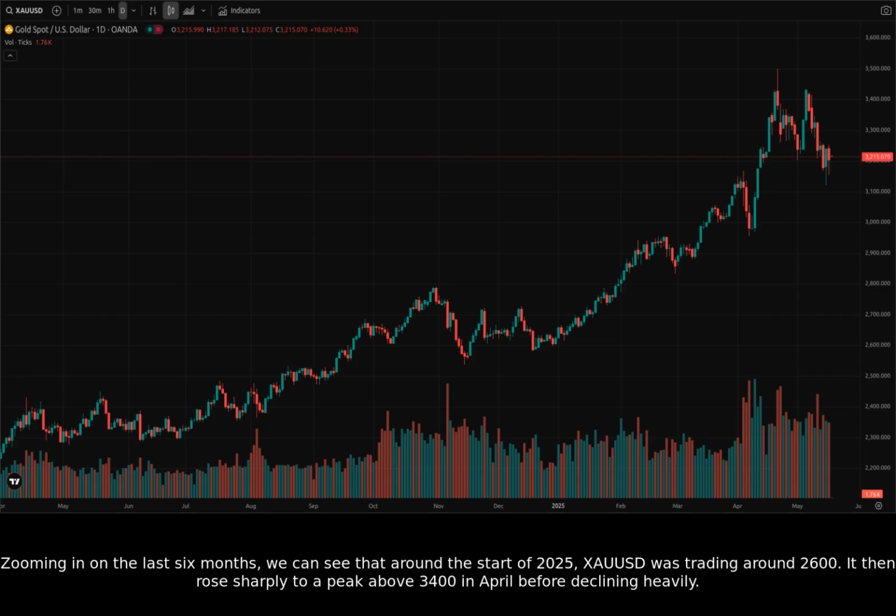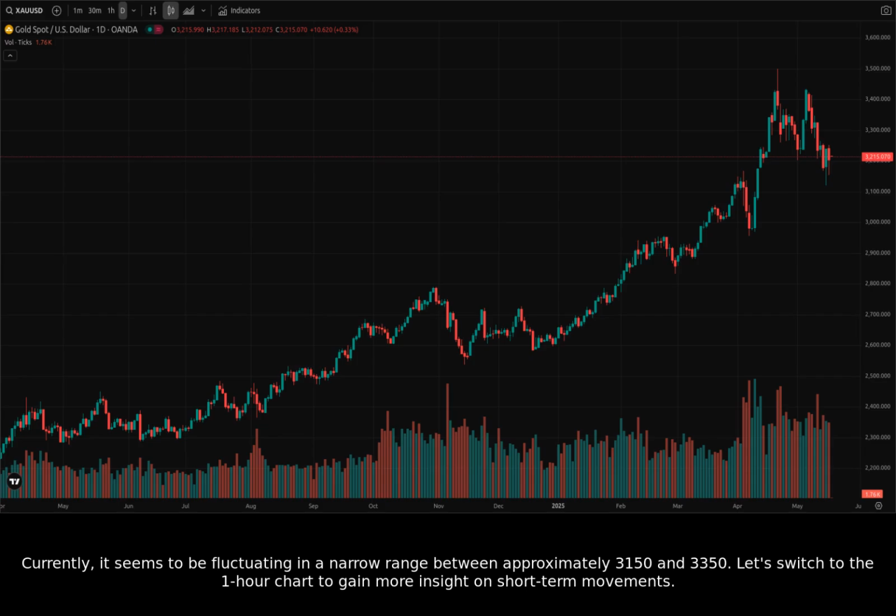recently. Zooming in on the last 6 months, we can see that around the start of 2025, XAUUSD was trading around 2,600. It then rose sharply to a peak above 3,400 in April before declining heavily. Currently, it seems to be fluctuating in a narrow range between approximately 3,150 and 3,350. Let's switch to the 1-hour chart to gain more insight on short-term movements.